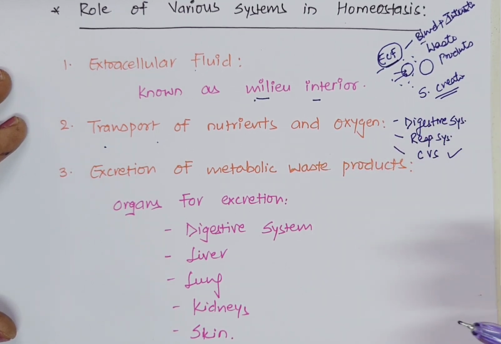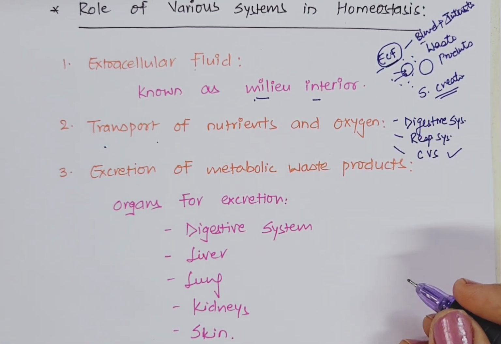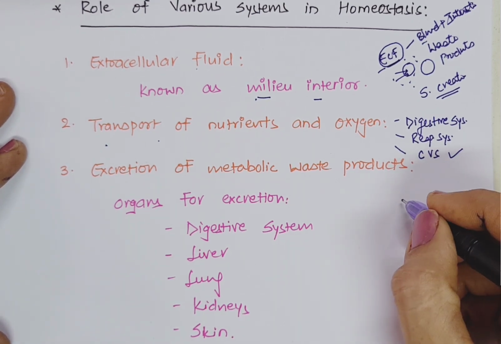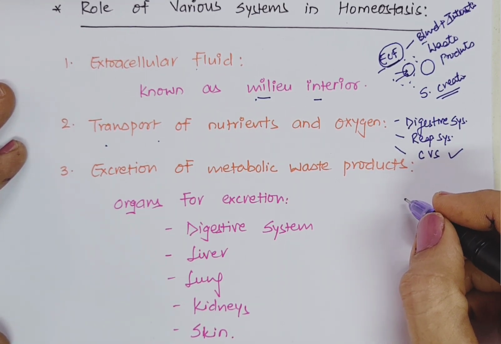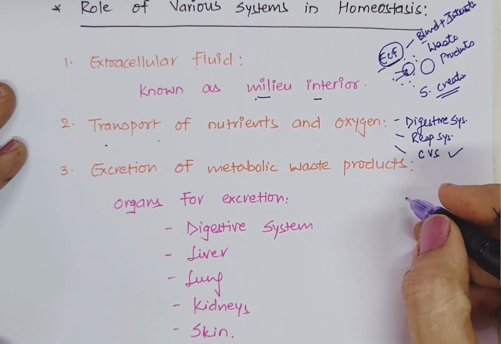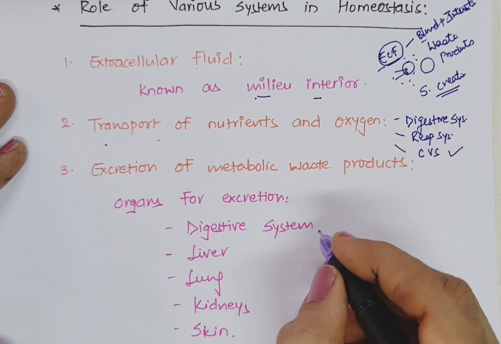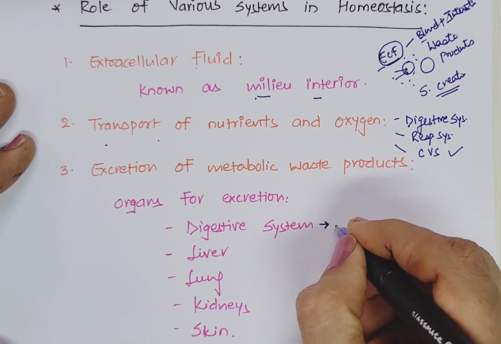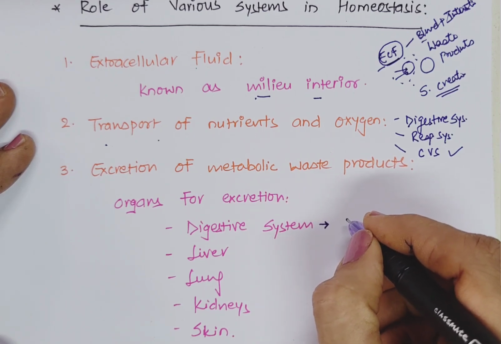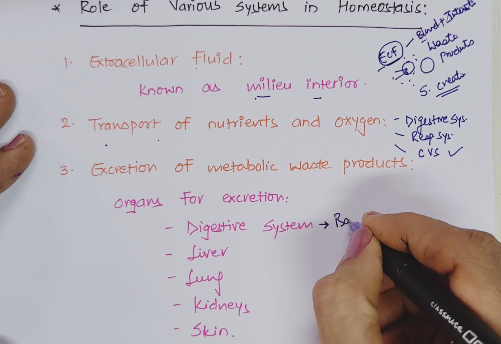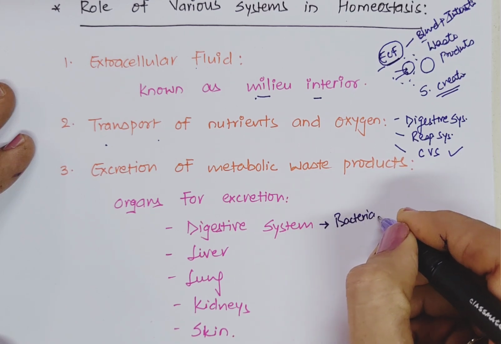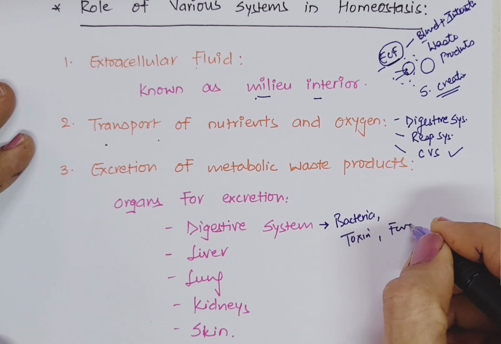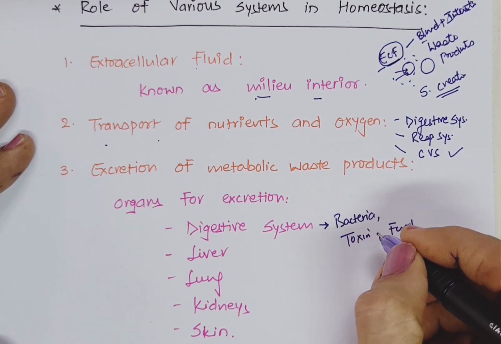So they are also very important for homeostasis. Third, excretion of metabolic waste products. Our cells produce various waste products by metabolism, and these metabolic waste products are excreted. For example, the digestive system excretes. Suppose we have taken food which is not digested, undigested food, or sometimes we have taken bacteria or toxins, they all are excreted by the digestive system in the form of feces.